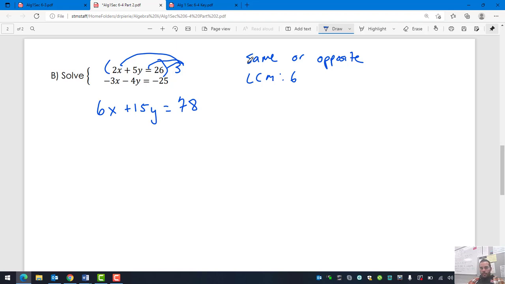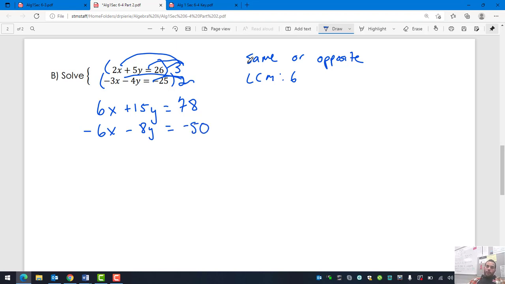Okay, so I multiplied my entire top equation by 3 in order to change that 2x into a 6x. Now, I do the same thing for my bottom equation. I want to change this -3 into a -6. How do I do that? I have to multiply that entire bottom equation by plain old 2 and distribute across. So watch what happens here. I'll have 2 times -3x, which would give me -6x, 2 times -4y, which would give me -8y, and then 2 times -25, which will give me -50.